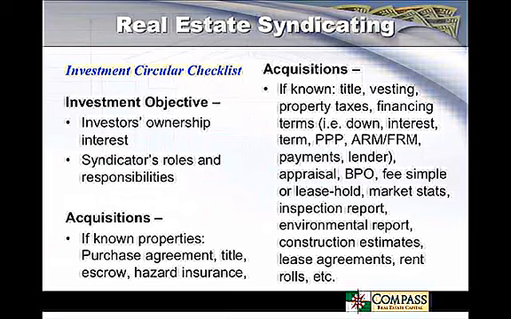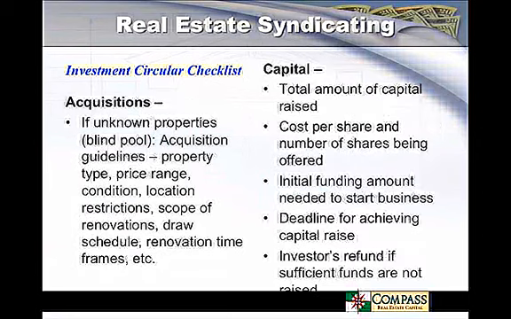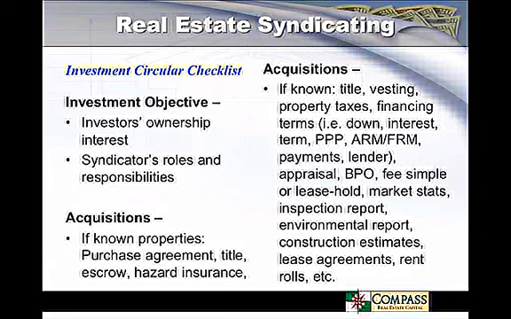And then there's also the acquisition side. So on the acquisition side, what you have to look at is there's kind of two types of acquisitions. You have known acquisitions. These are the properties we're going to buy. And then blind pools. I don't know what we're going to buy, we're going to fund, and this is our criteria.